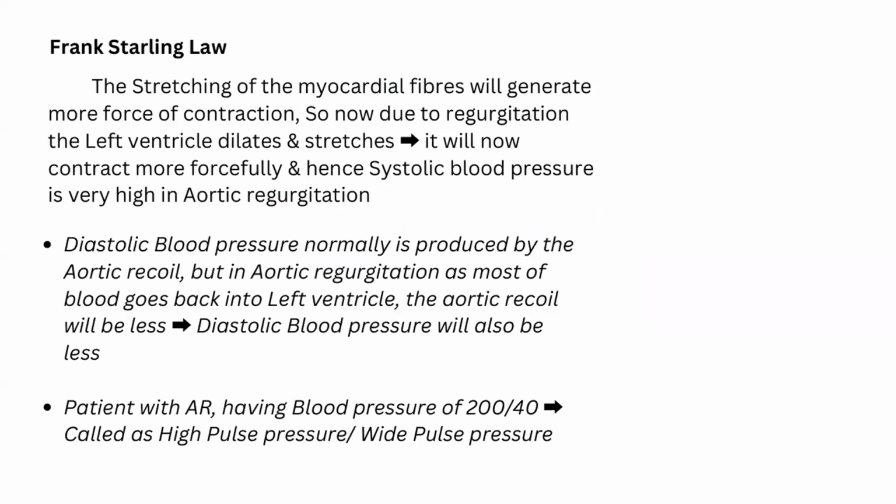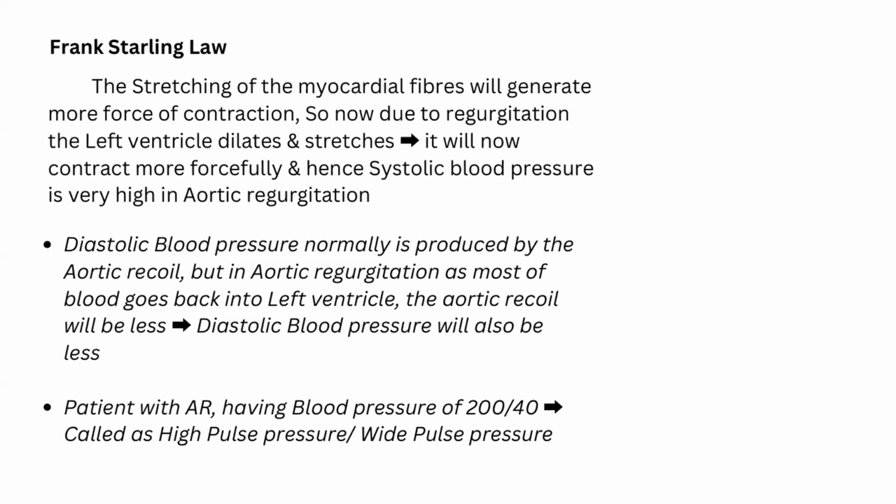We'll talk regarding the Frank-Starling law in aortic regurgitation. The stretching of the myocardial fibers will generate more force of contraction. So now, due to regurgitation, the left ventricle dilates and stretches. Understand this: because of aortic regurgitation, more blood is coming into the left ventricle, so the left ventricle is going to dilate and stretch. It will now contract more forcefully, because it is dilating and stretching. If you take a rubber band and you stretch it and then you leave it, with more force it will go ahead. So now the left ventricle is dilating and stretching, and it will now contract more forcefully.